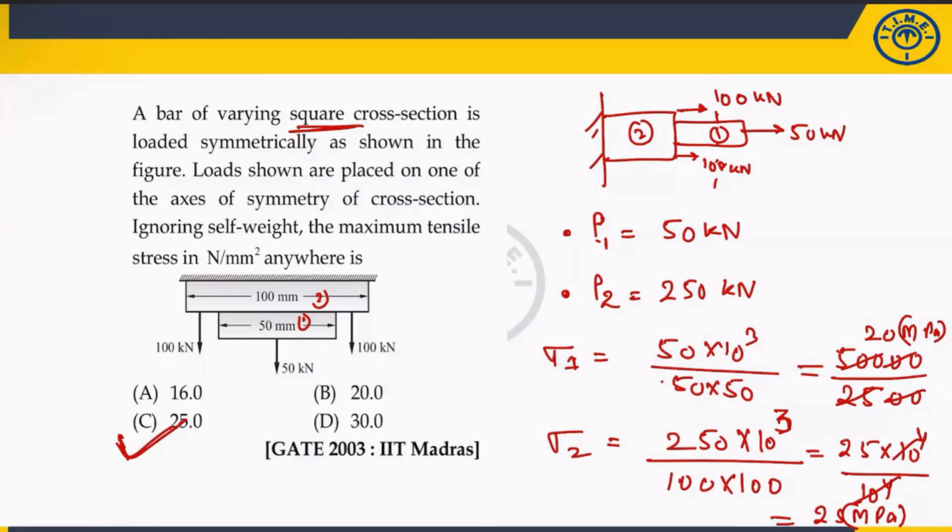Which negative? You have to calculate. Let us suppose this is the bar. If you draw the free body diagram, this particular load will try to elongate this bar or compress this bar. Sir, this bar will try to elongate. Elongate, no? So what I have considered is positive only. Okay, understood, sir.